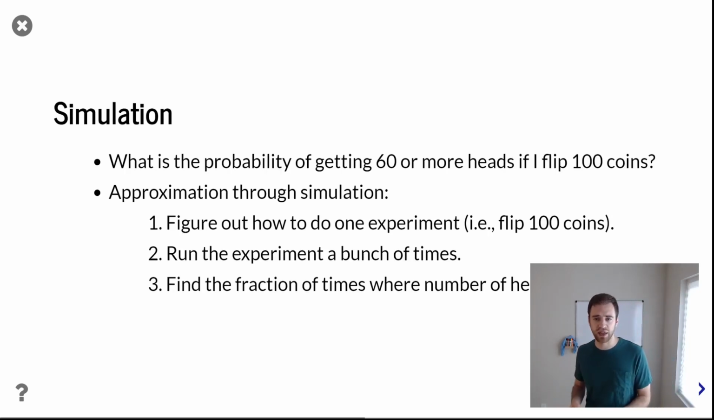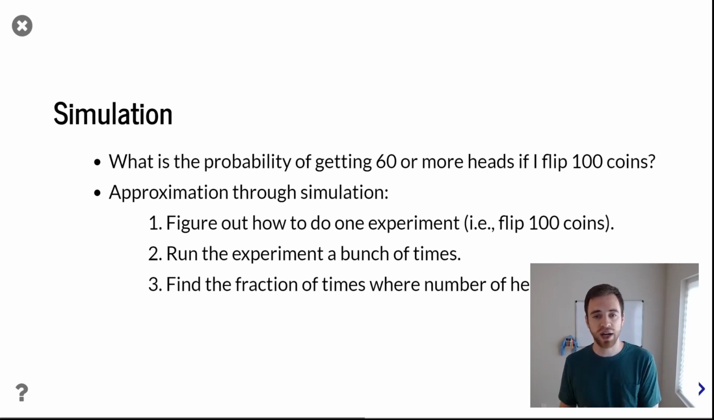So here's an example. What's the probability of getting 60 or more heads if I flip 100 coins? Okay, so I'm going to flip 100 coins. I'm going to get a certain number of heads. What's the probability that the number is 60 or greater? Now, it turns out I can calculate this directly with math, by hand. But it's also easier to do this with code sometimes. So how would we do it with code?